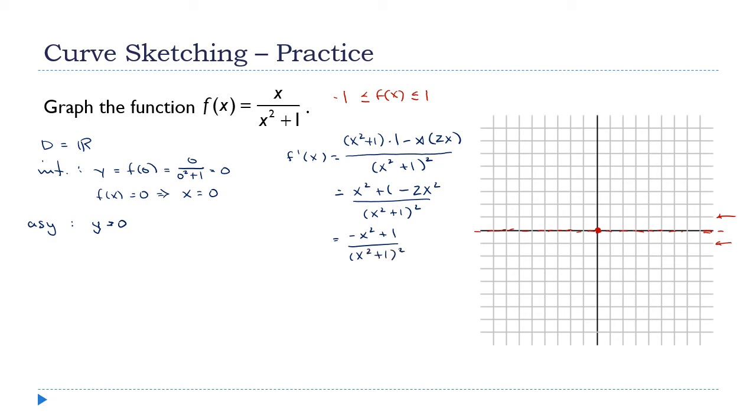All right, where does this equal 0? Right, this equals 0 whenever the numerator equals 0, right? Multiply through by that denominator, clear it out, and we're left with minus x squared plus 1 equals 0. So that's x squared equals 1. x is plus or minus 1.